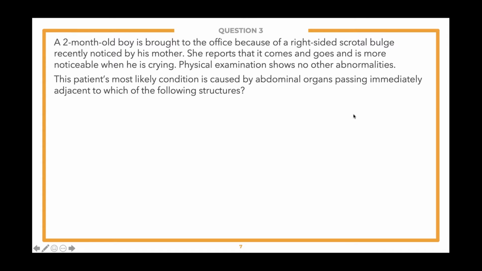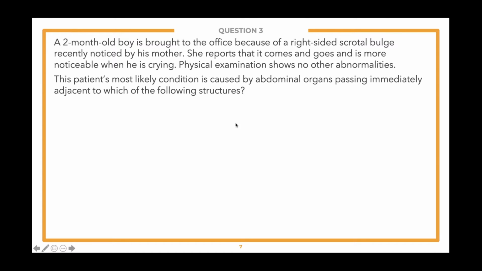A 2-month-old boy is brought to the office because of a right-sided scrotal bulge recently noticed by his mother. She reports it comes and goes and is more noticeable when he is crying. Physical examination shows no other abnormalities. This patient's most likely condition is caused by abdominal organs passing immediately adjacent to which of the following structures? I want all of you to start thinking about the important clues in the vignette and lead-in as I hand it off to Paras.